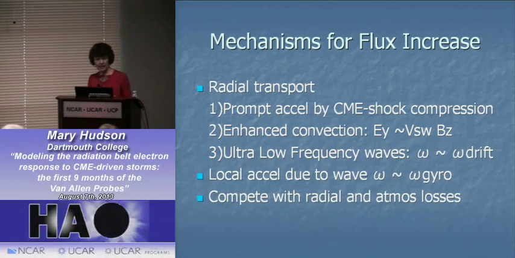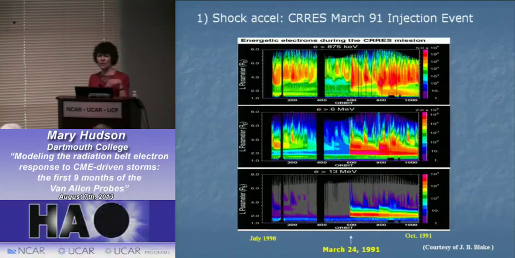And then the competition between acceleration and losses, and two distinct types of losses. One, radial losses to the magnetopause, and the other, losses to the atmosphere. So that's way more than I have time to talk about.